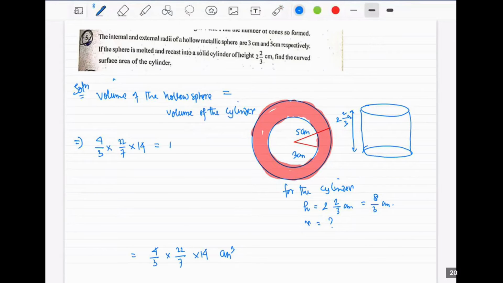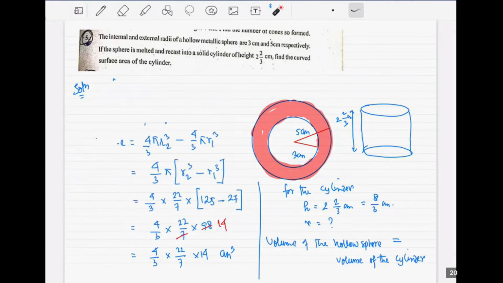Volume of the cylinder is pi r square h, right? So we will put in the value on the right hand side also. Is it correct? Check once. I don't think so. So many mistakes nowadays. Let me check out once. 7 ones are 7. The 7 is cancelled already, so it is not supposed to be here. Okay.